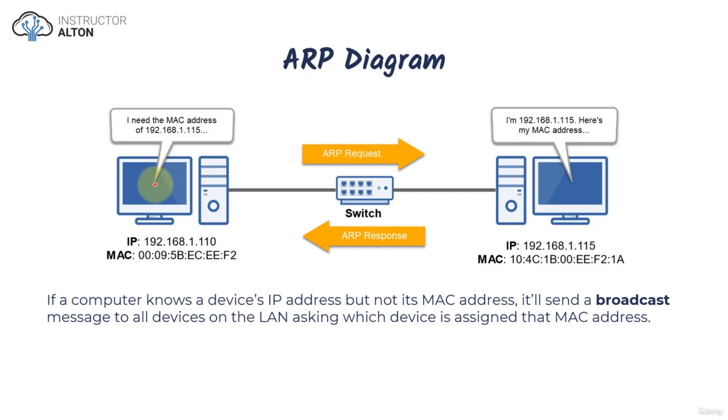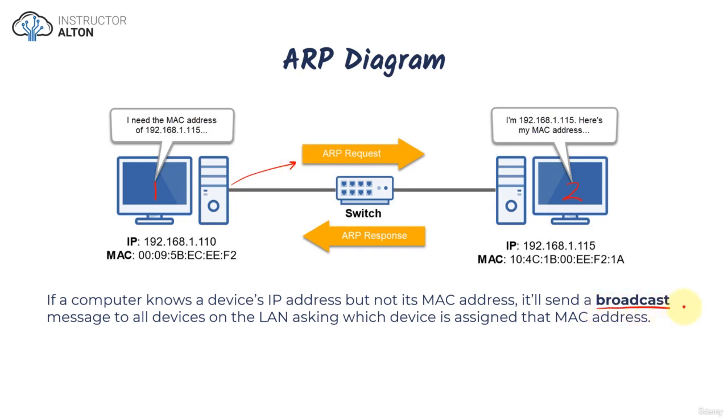Let's say that we have system number 1, and system 1 wants to communicate with system number 2. And we'll say that system number 1 is new to the network. So system 1 knows system 2's IP address, but it doesn't know system 2's MAC address. So what does it need to do? It needs to send an ARP request. So it's going to send off an ARP request, which we see right here. And an ARP request is a broadcast message.